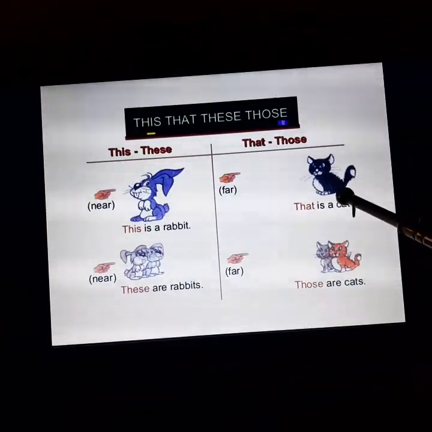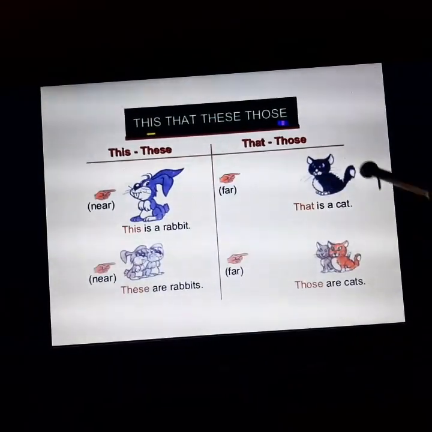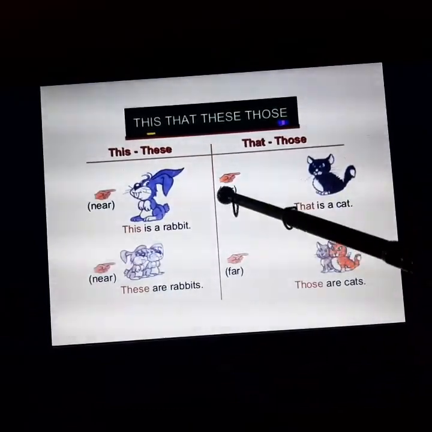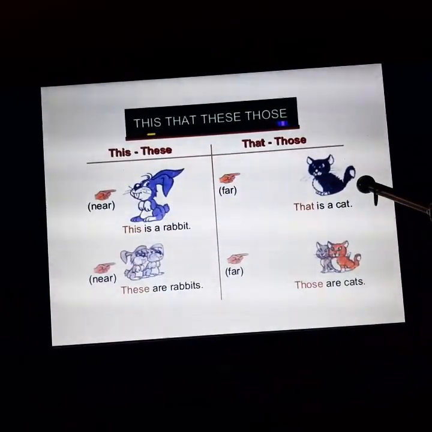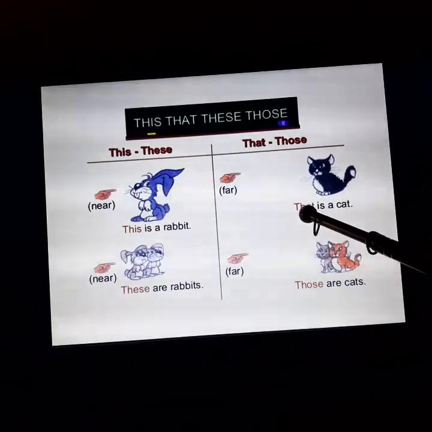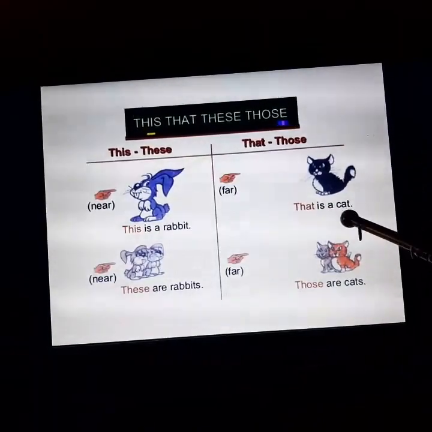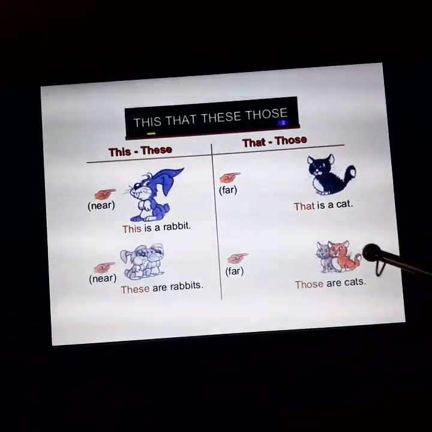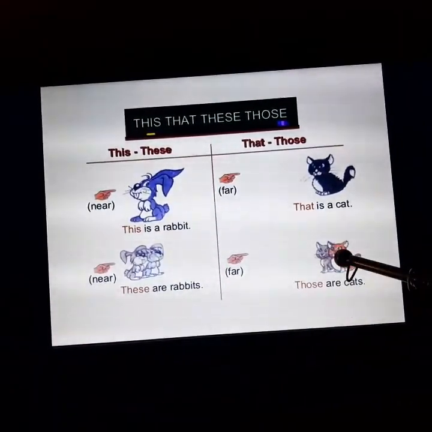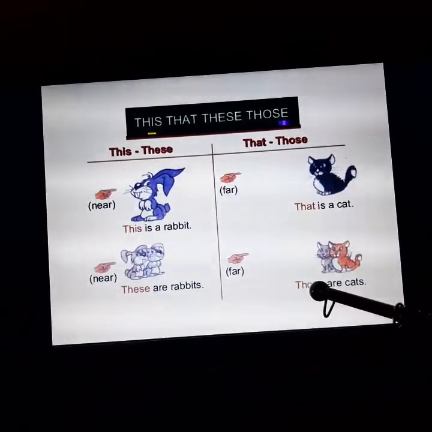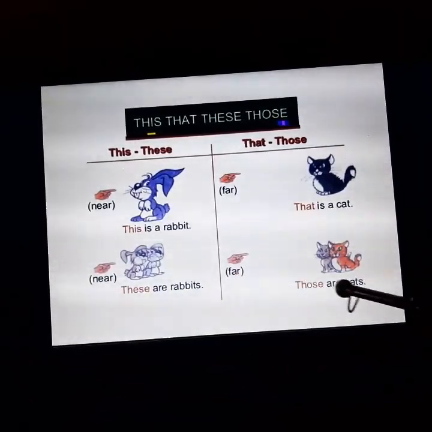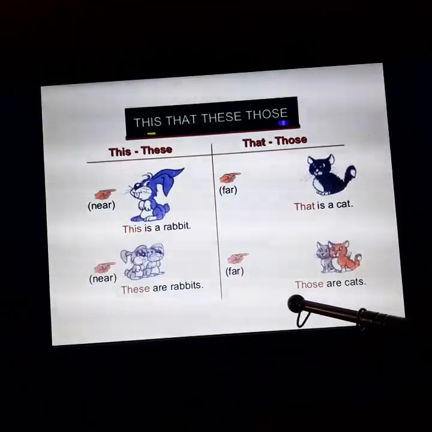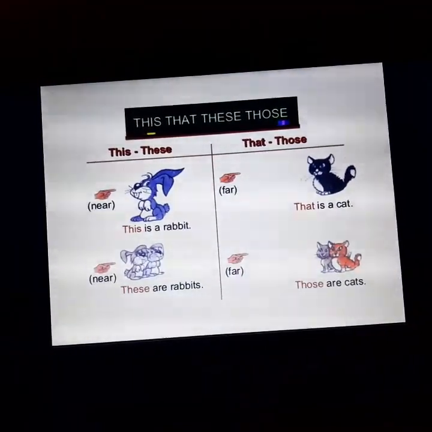So children, this is the picture of a cat. Now there is only one cat and it is far from us. So we will use that. That is a cat. Now children, we will see those. Here we have two cats. Now these cats are far from us. So we will use those. Those are cats.